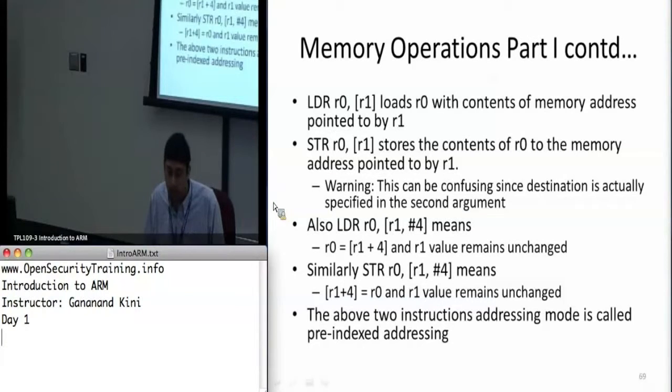Now, if you remember, I had mentioned that the destination register comes first. But in this case, the destination is really memory. So when you say store R0, R1 in brackets, what it's doing is taking the value in register R0 and storing it at the address that's stored in R1. So it's going the opposite direction.